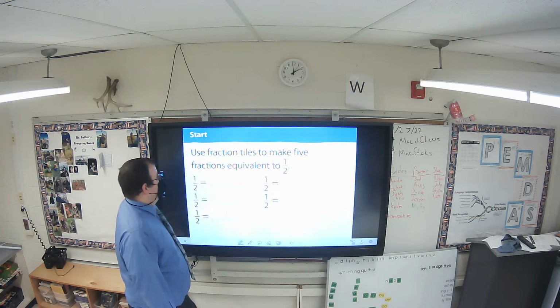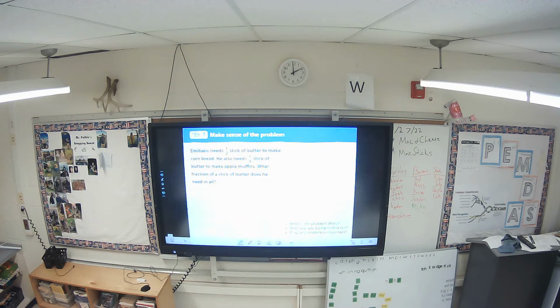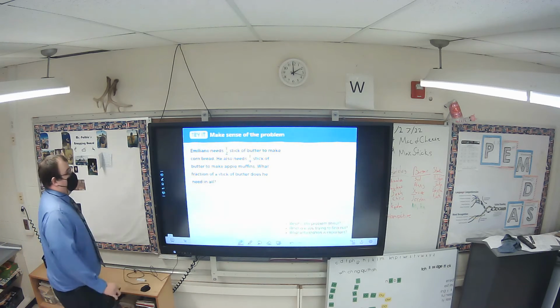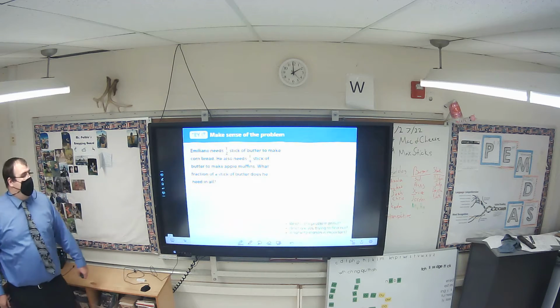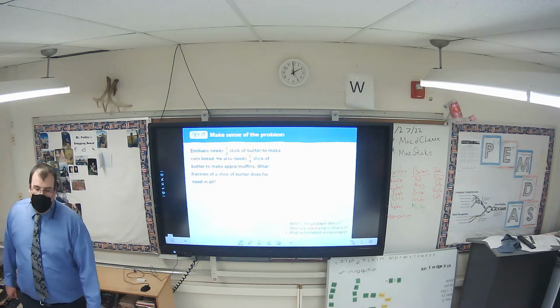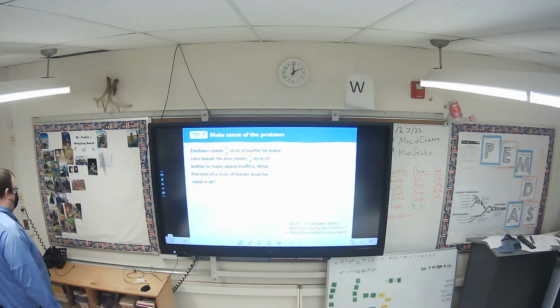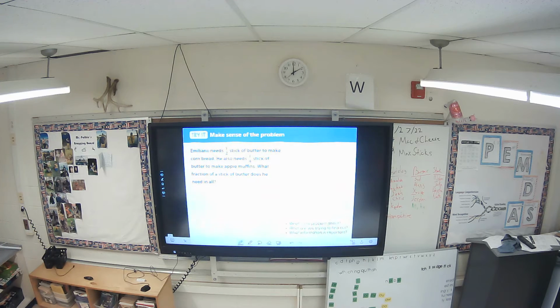So, we're going to work a little bit on that. Emiliano needs half a stick of butter to make cornbread. He also needs 1/4 a stick of butter to make apple muffins. What fraction of a stick of butter does he need in all? I'm going to give you 4 minutes to try solving that. See if you can remember how we do it. I said 4 minutes.